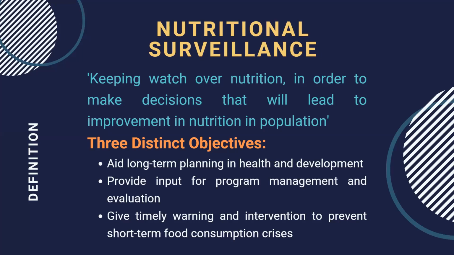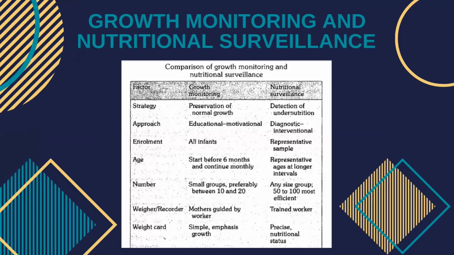Nutritional surveillance is keeping watch over nutrition in order to make decisions that will lead to improvement in nutrition in a population. It has three distinct objectives. Number one, aid long-term planning in health and development. Number two, provide input for program management and evaluation. And number three, give timely warning and intervention to prevent short-term food consumption crisis.